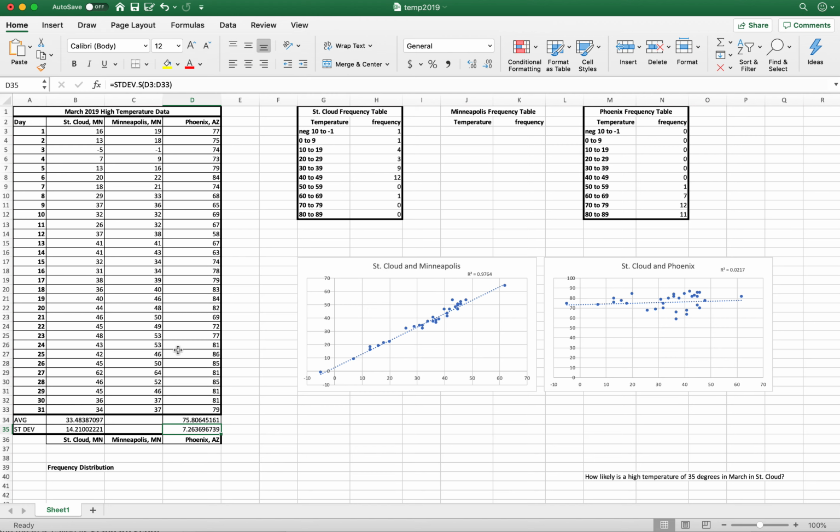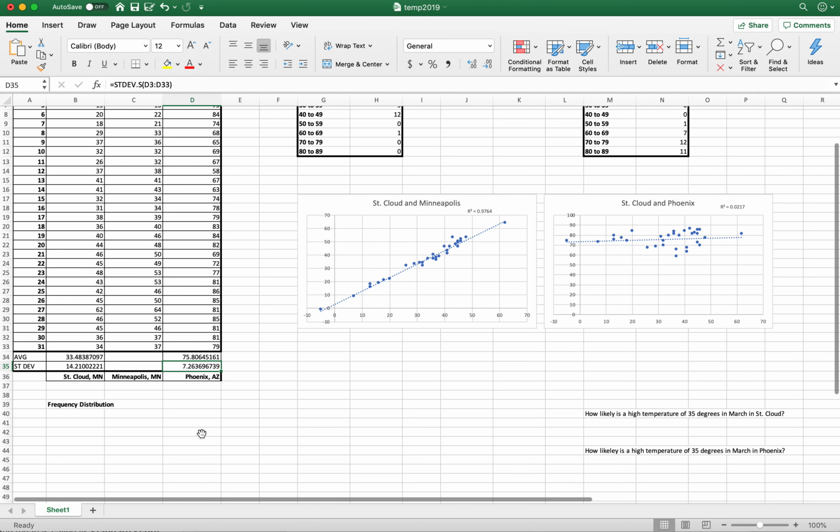bears that out because in St. Cloud, it can go all the way from a high of -5 to a high of, what was our top number there? 62, which is quite a wide range. And in Phoenix, here we'll go over to our frequency table, you can see most of the days are in the 70s and 80s. There's just not a lot of variation there. So this is putting a number to that. It's talking about how much variation there is in the data.